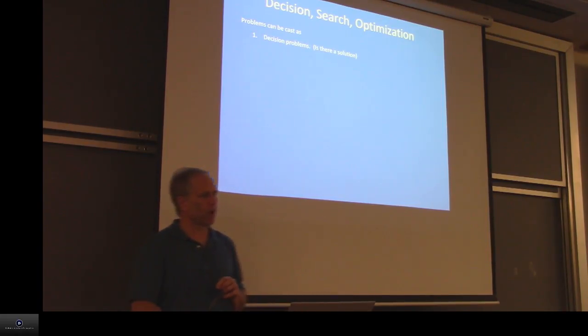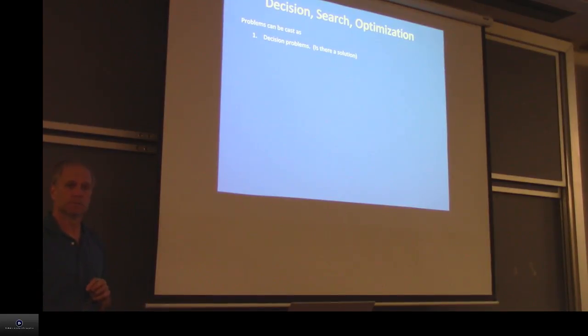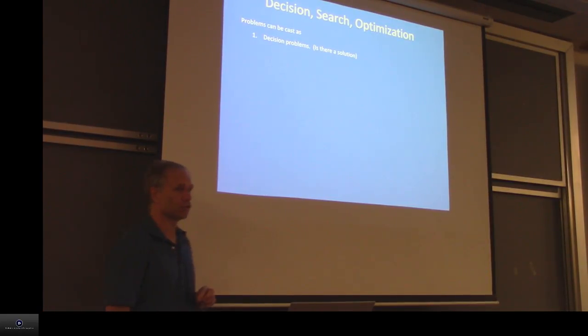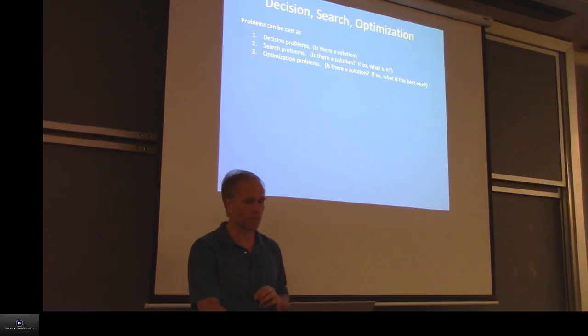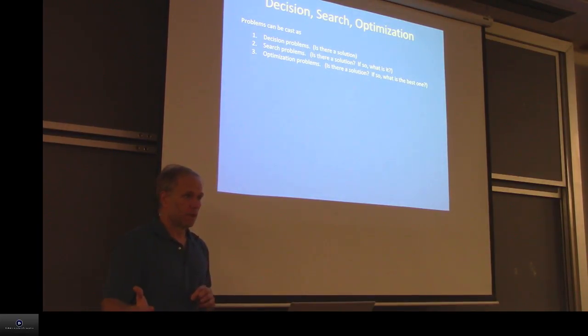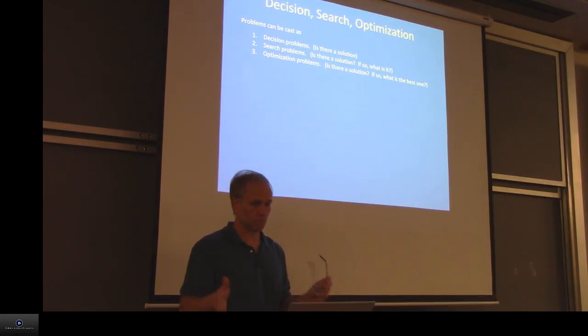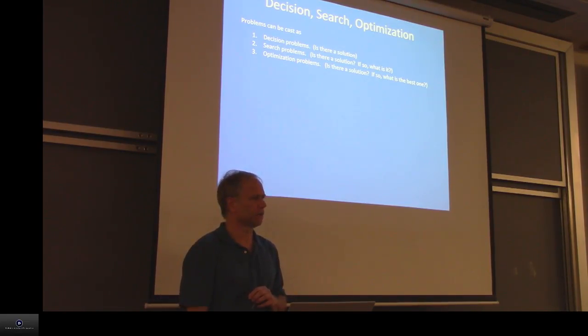Think of decision problems as problems where the answer is a Boolean. Is there a solution? True or false? So that's a decision problem. In a search problem, we're asked, is there a solution? If so, what is it? And in an optimization problem, is there a solution? If so, what is the best one? Okay, so the traveling salesman problem is an optimization problem. The Hamiltonian cycle problem is a search problem, where you're trying to find a path. You don't have to make sure it's the best in any sense. What would be a decision problem that's related to the traveling salesman problem and Hamiltonian cycle?